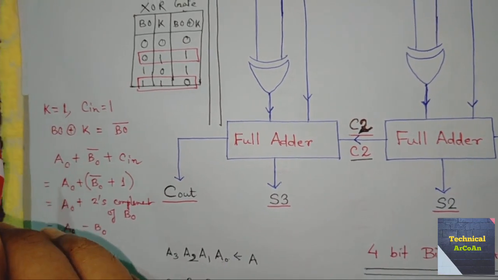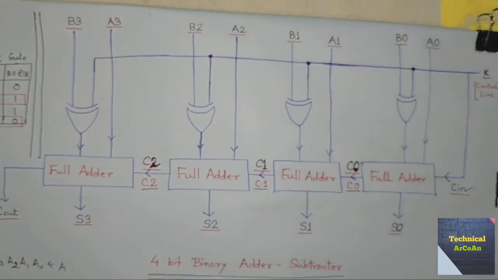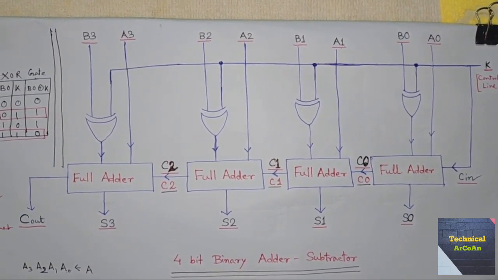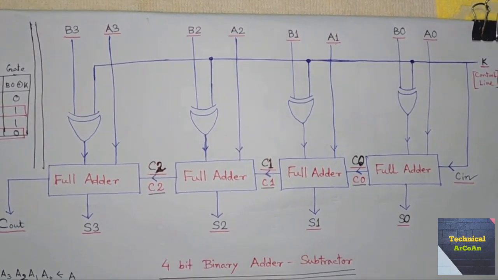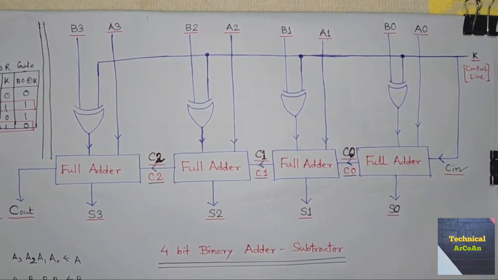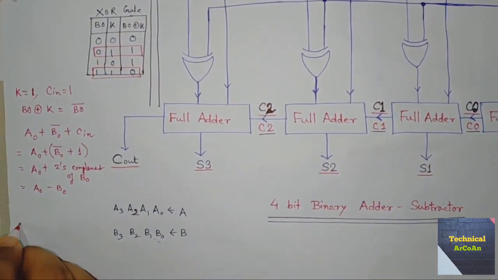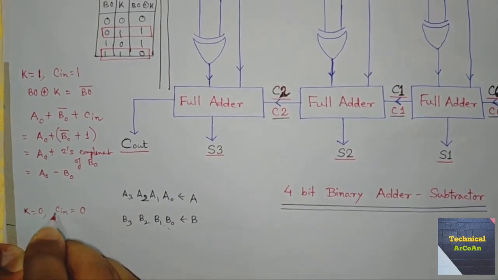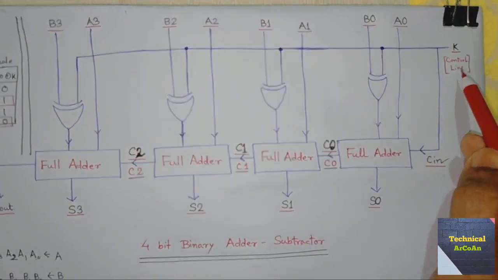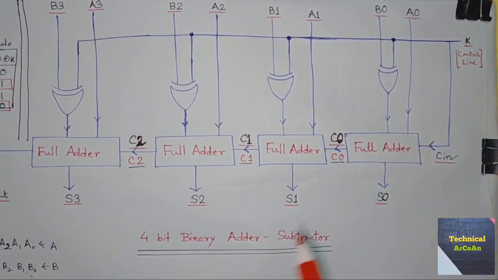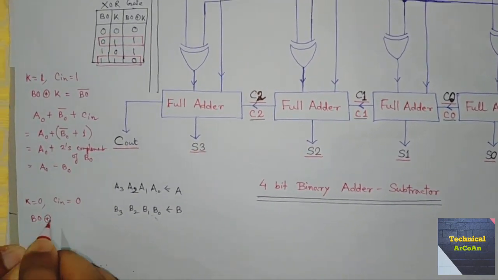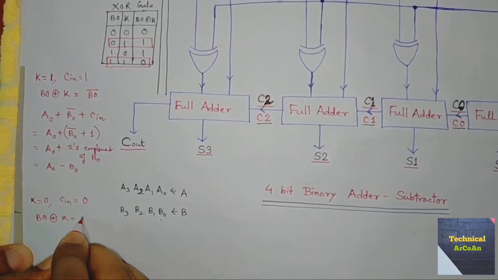That means when K is 1, this 4-bit binary adder subtractor performs the subtraction operation. When K equals 1, the operation being performed on the 4-bit numbers is subtraction. In the same fashion, if we take K equal to 0, C in will also be 0, because when K is 0, C in also goes to 0. In the same way we can write B0 XOR K, and in that case we get B0.